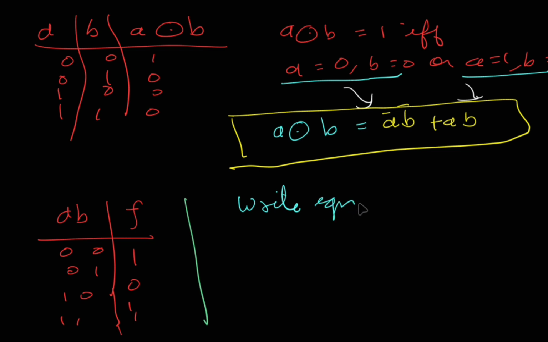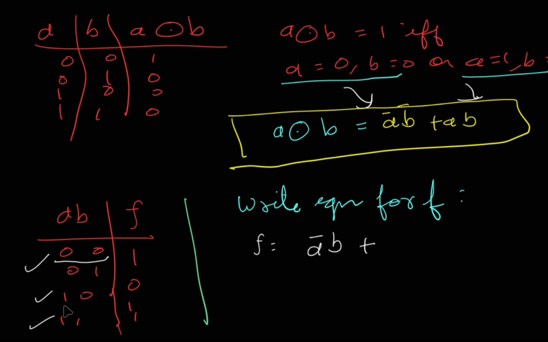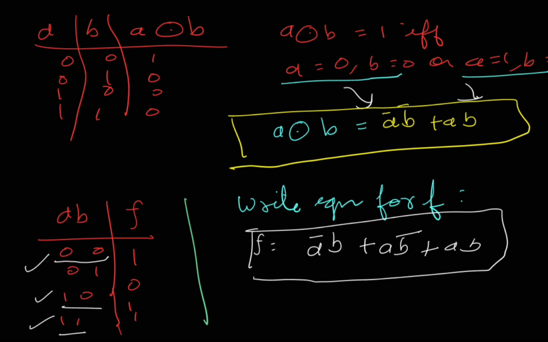Right. Equation for F. So what is F? F is 1 here, here, here. When F is here, so when A0, B0 or AB0 or AB. So very simply you can write the equation. Just focus on ones and you can write the equation very simply.